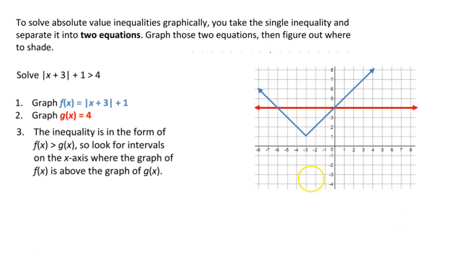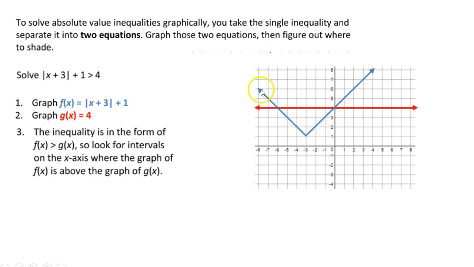What we're asked here is that the inequality is in the form f of x is greater than g of x. So this part right here is bigger than this part. So I'm going to look for the intervals on the x-axis where that graph is above the other graph. I have them color-coded here. So here's f of x. Where is the blue graph above the red graph? Well, it starts about right here. It's kind of that boundary point, and then from x equals 0 on, the blue graph stays above the red graph, or f of x stays above g of x.